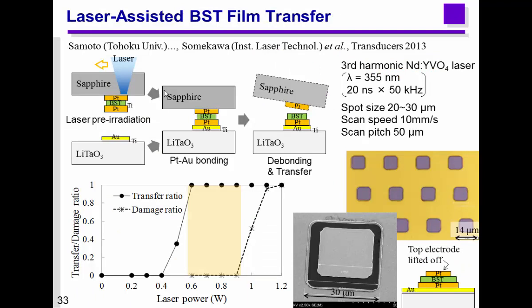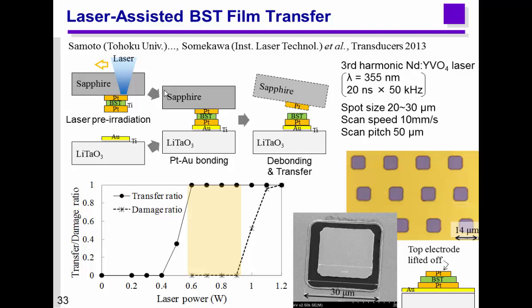The BST pattern was irradiated with the laser from the backside of the sapphire wafer. By this irradiation, the adhesion between the BST and the platinum was weakened. So after bonding, which was done at 150 degrees C, the sapphire was mechanically removed. It's easy to remove. And fortunately, this structure was transferred to the lithium tantalate wafer. And then we made the electrode.